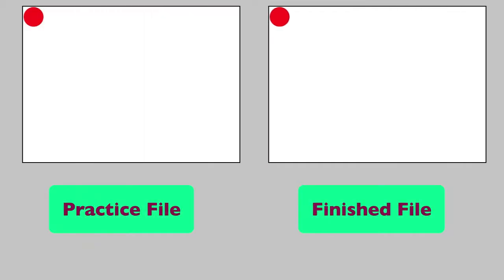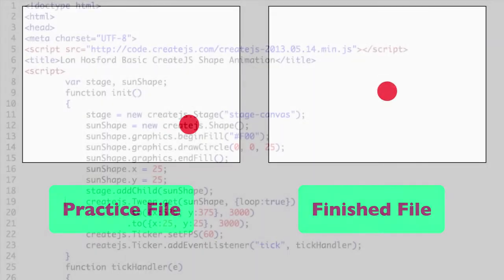Here is the starting practice file and the finished file for this video displayed in a web browser. Both animations start in the stage's top left corner and proceed to the bottom right corner. Practice file animation executes continuously without any delay. In the finished file, a short delay is inserted before reversing at the bottom right corner of the stage.